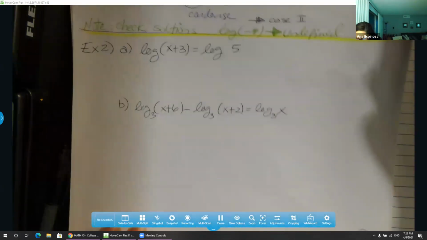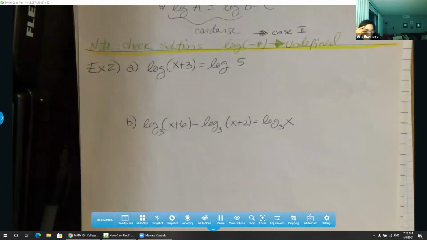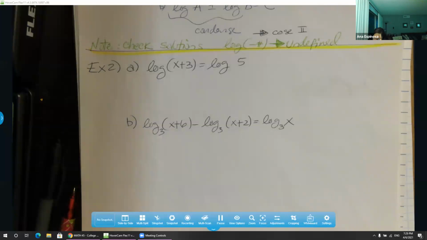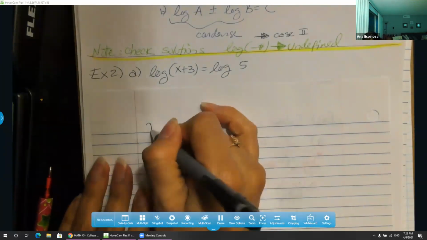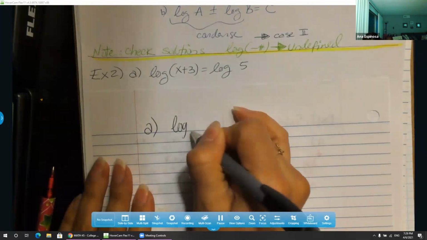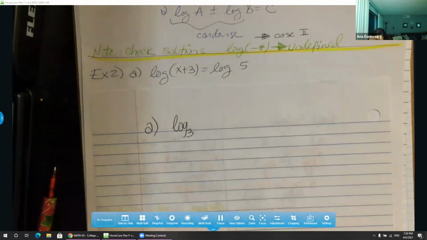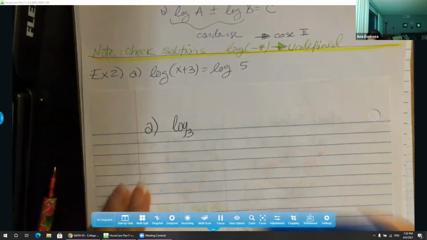Okay, so let's start with this one. These are actually not too bad. We'll be done with this pretty quickly. Right, we have log of 3. Oh, sorry, not 3. I saw double 3. I don't know where I got that from.